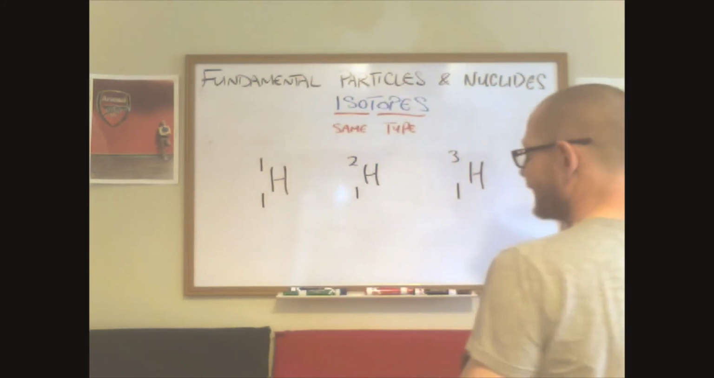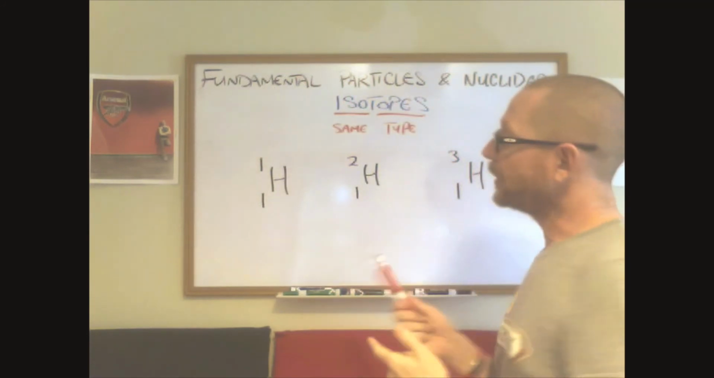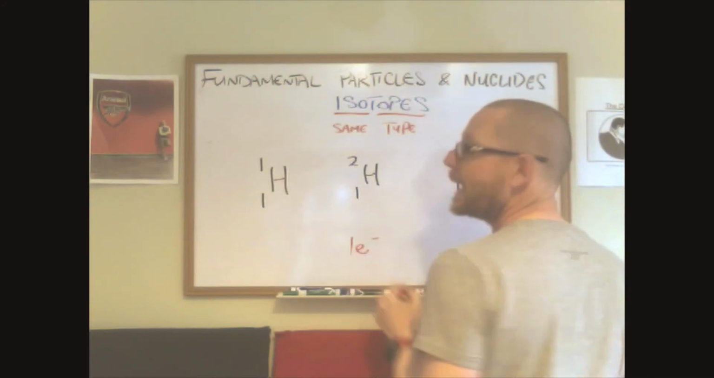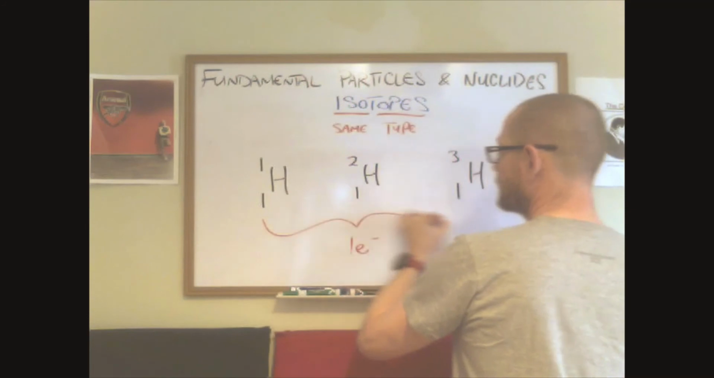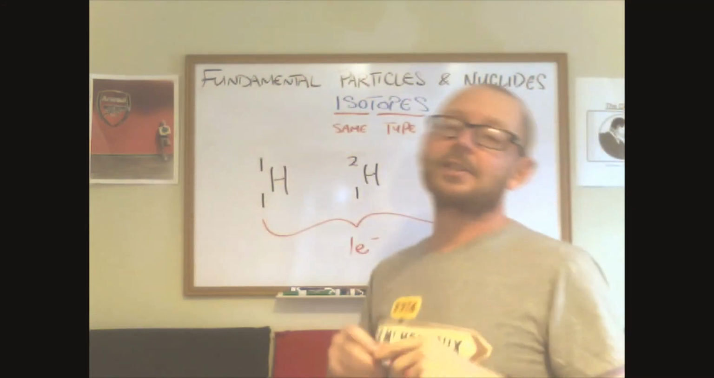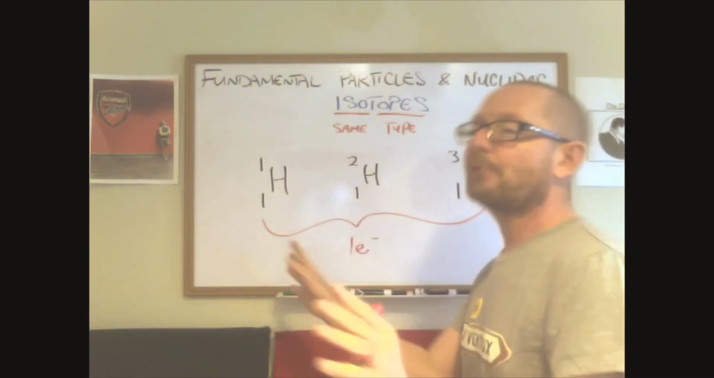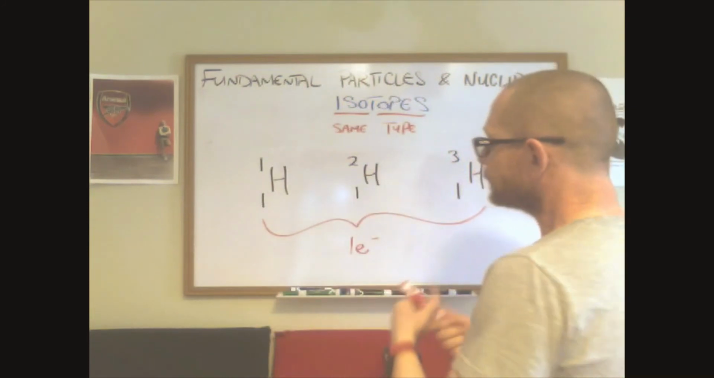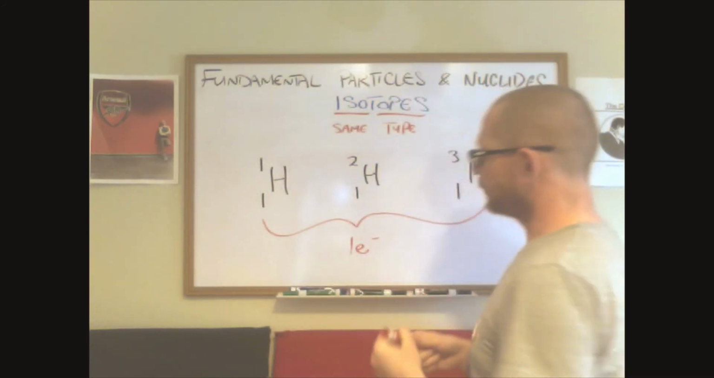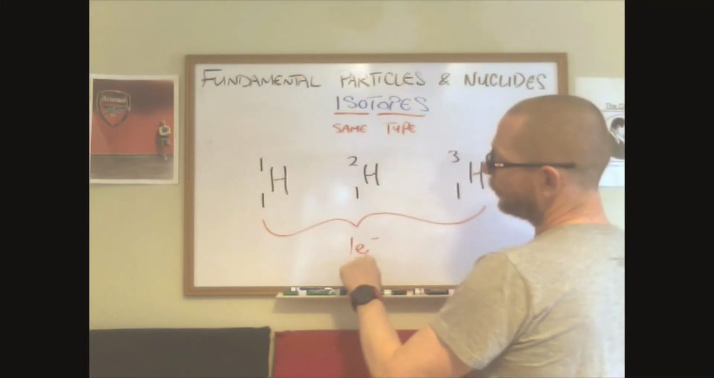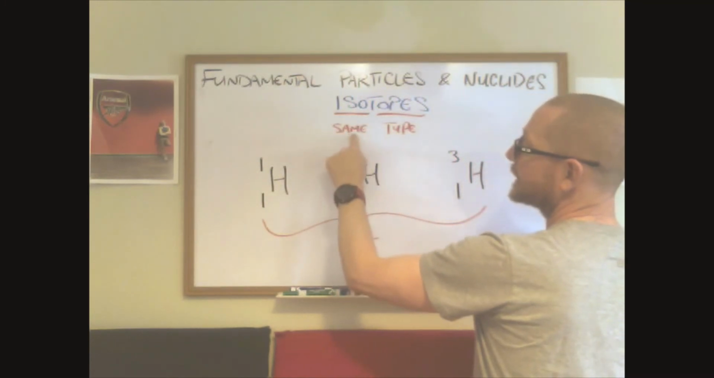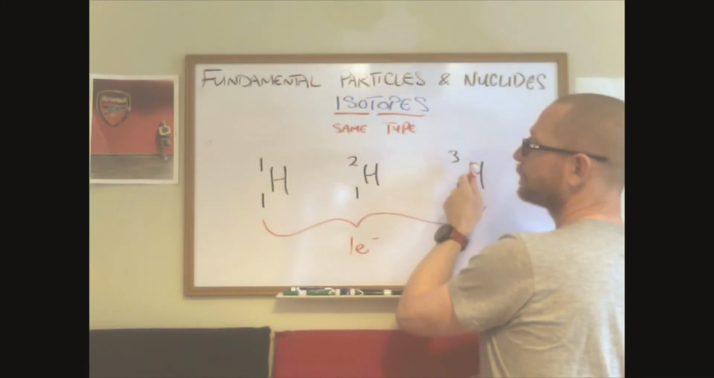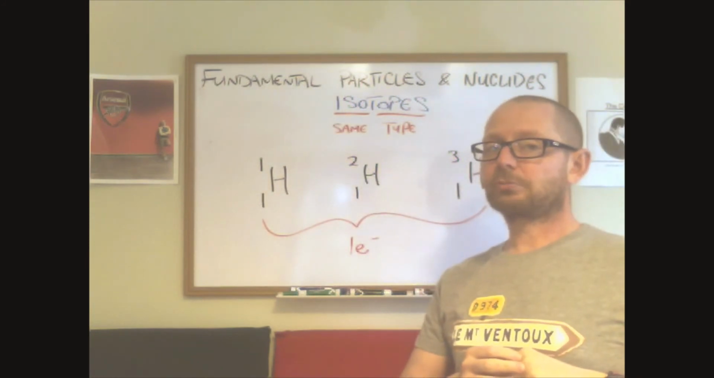These together, because they have the same number of protons, they've all got the same number of electrons. They've all got 1 e-. All of them. Because of that, their chemistry is ridiculously similar. It's very, very difficult to separate any of these out from each other by chemical methods. Practically speaking, impossible. So, we call them isotopes because they're the same type, they're the same hydrogen, even though they're individual nuclides. Does that make sense? Should do, right?